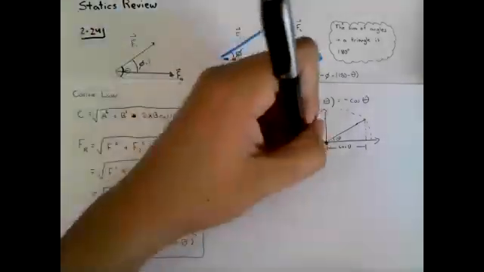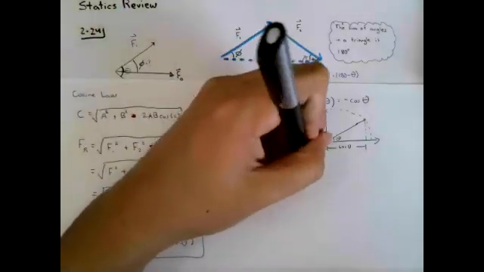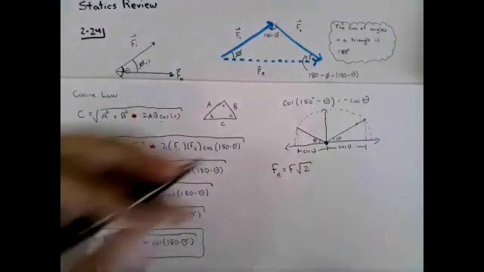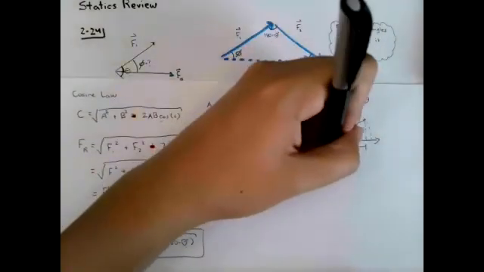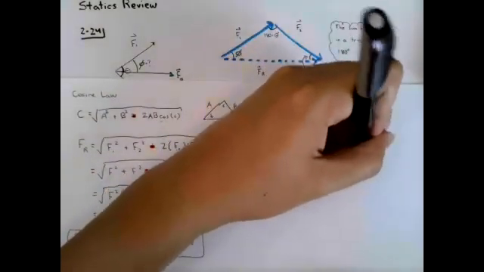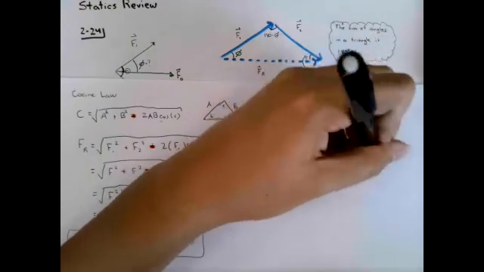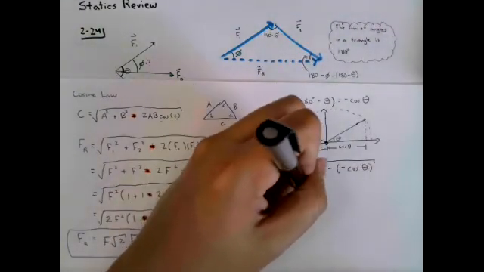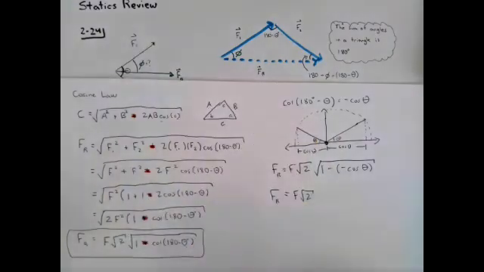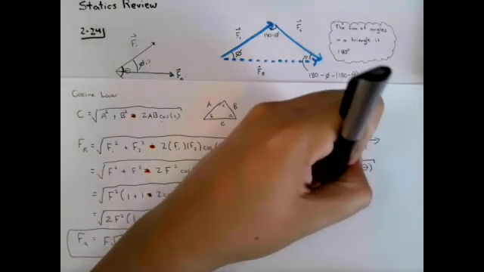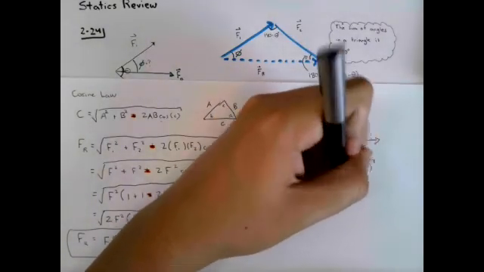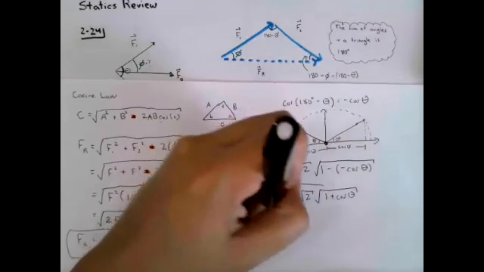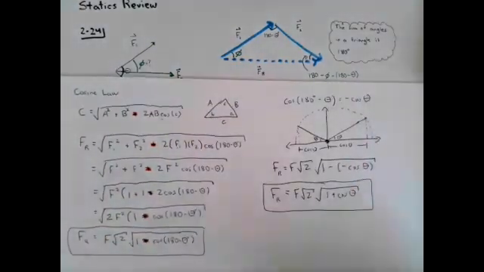We get that my resultant force is equal to the magnitude of my force times root 2 times 1 minus negative cosine of theta. And finally, my end result is F root 2 times 1 plus cosine of theta, and take the square root of that. And that's how you solve this problem.